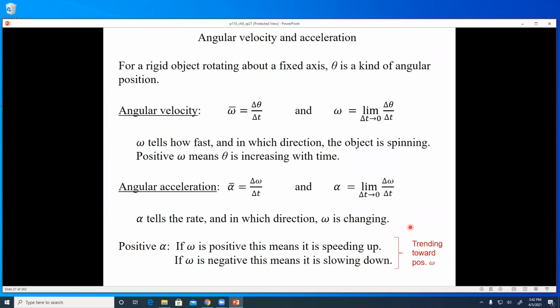Both of these cases are trending towards positive omega. If omega is positive and you have a positive angular acceleration, it's only going to get more and more positive. So it's trending towards more positive omega. If omega is negative and you have a positive alpha, and positive is the way that omega is trending, then we can say my omega is negative. The only way I can get to a positive omega is to slow down. So in one way, the sign of alpha tells us about the direction in which omega is trending.